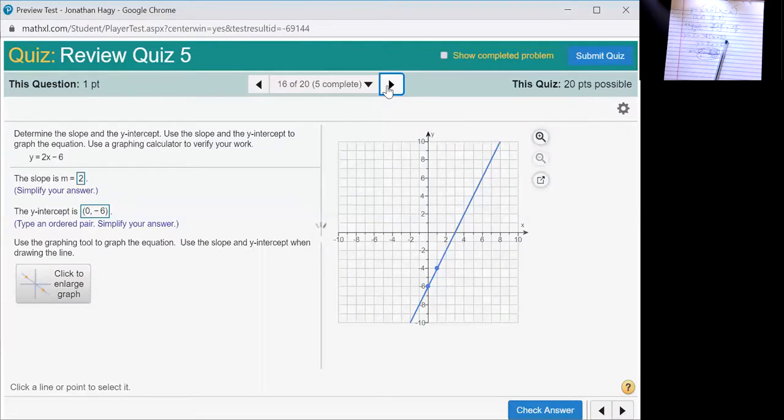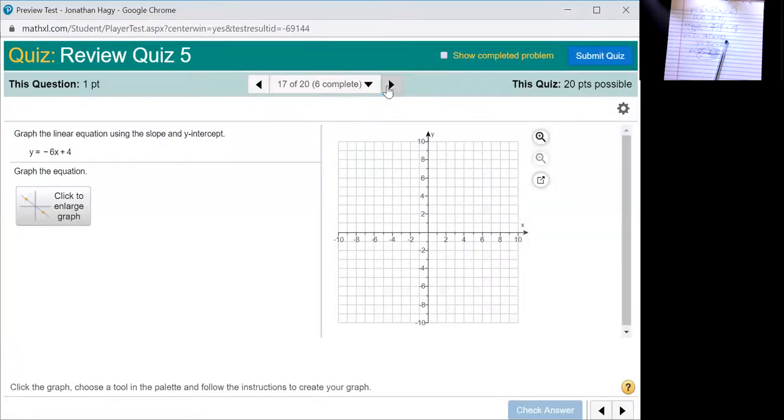Find another graphing problem. This one will work the same way except it's negative, so it'll go down.